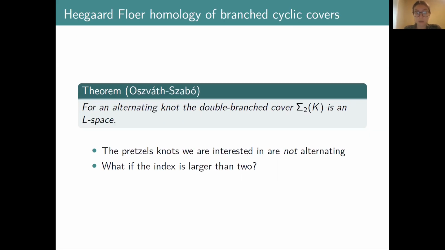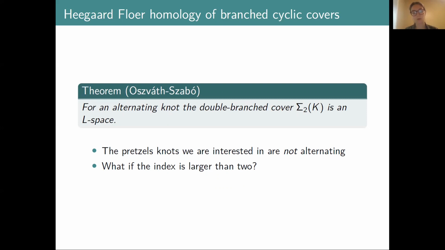So let's recall a useful theorem of Boschbach and Sabo, which says that if I have an alternating knot, the double branched cover is an L space. The problem for us is that the knots that we're considering, they're not alternating. So we don't even know that the double branched cover is an L space. And of course, we're interested in higher cyclic branched covers also.